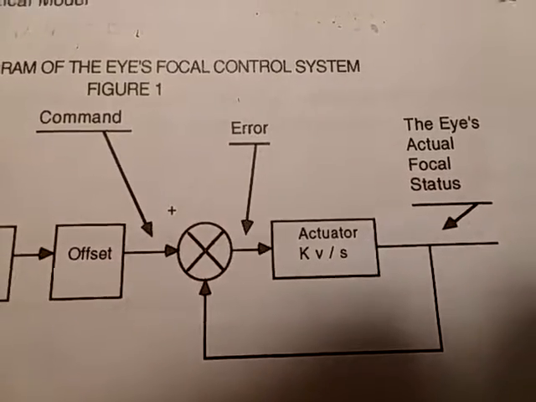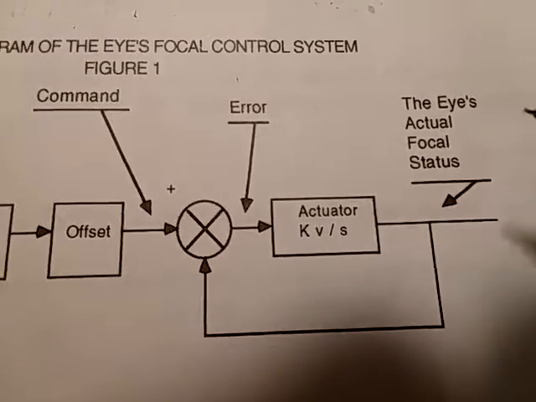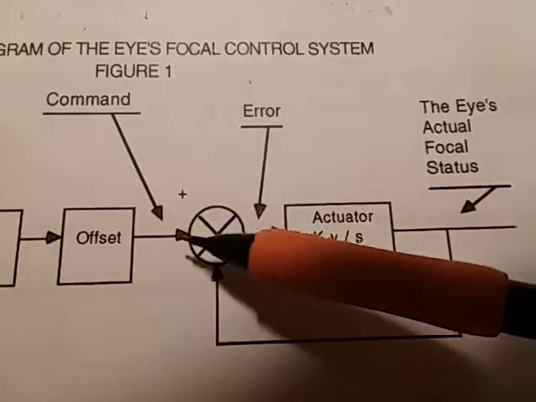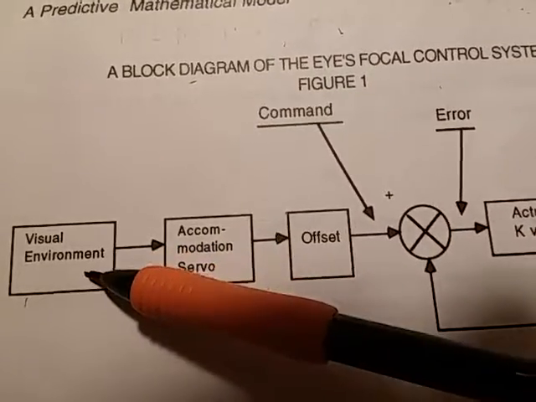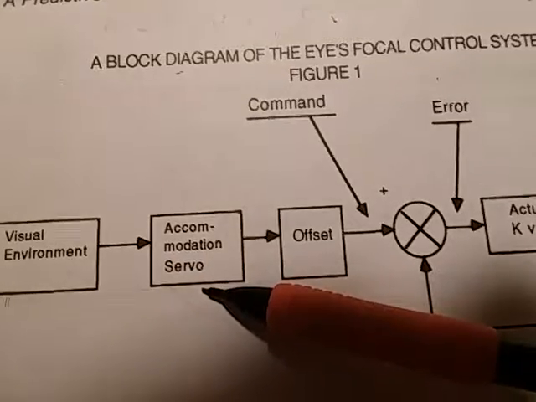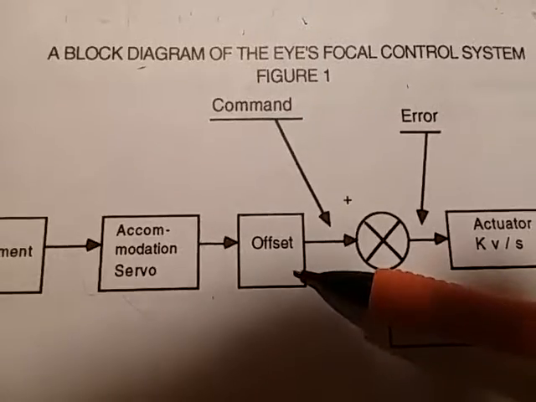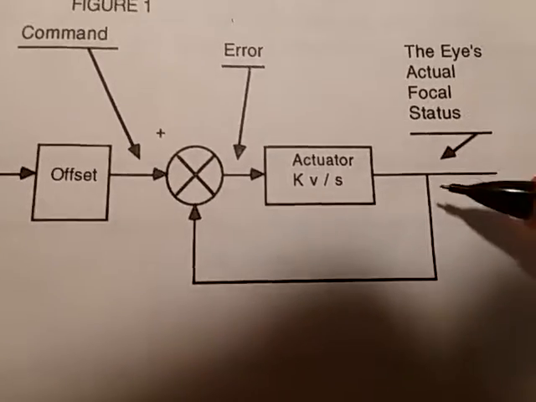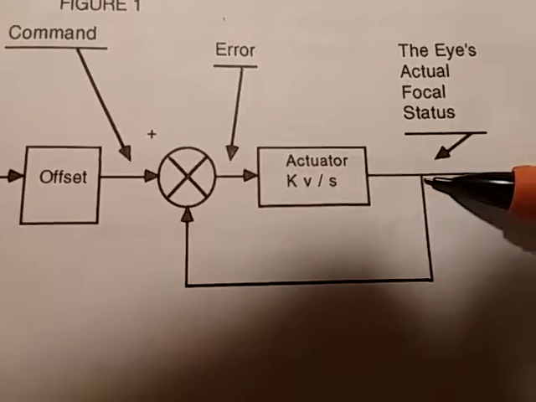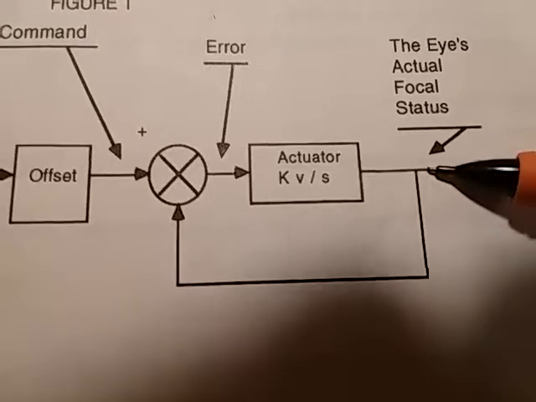Now, ancillary to this, I must present control systems. The control system starts from a visual environment, which is decoded by the accommodation servo. An offset is applied of about 2 diopters. And the result is that you have an active control system that controls the refractive state of the normal eye.